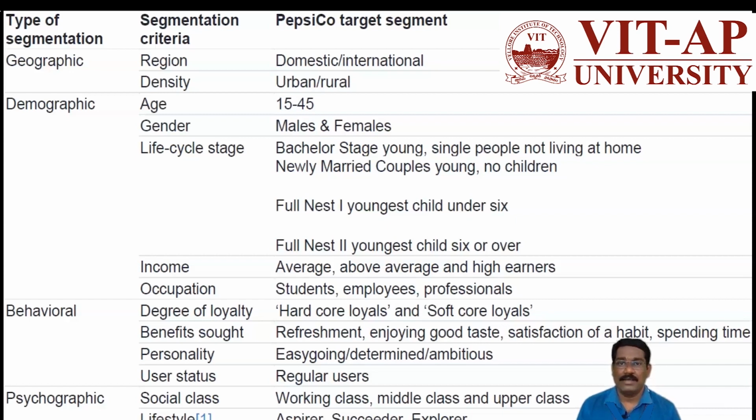Okay, so with this, I think we have given you enough input to make you understand the concept of STP strategy, segmentation, targeting, and positioning. In the oncoming sessions, we will also cover the basis of segmentation based on business requirements and also international segmentation. We will also talk about how marketers target the segment in detail, and also the positioning strategy in detail.